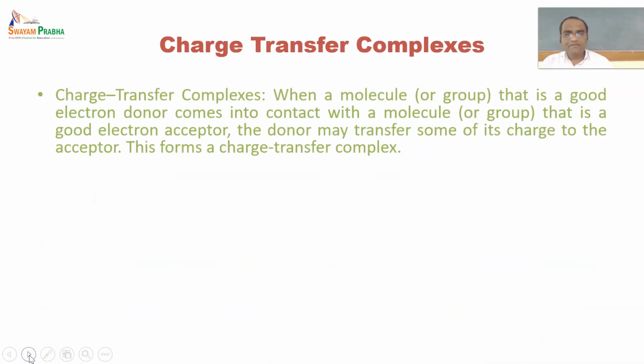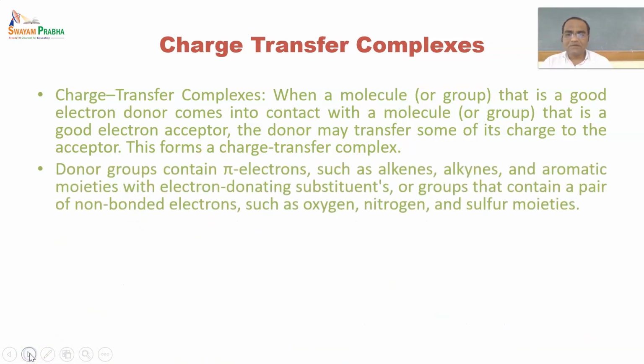Charge transfer complex. When a molecule that is a good electron donor comes in contact with a molecule that is a good electron acceptor, the donor may transfer some of its charge to the acceptor, and this forms a charge transfer complex. The name itself indicates that charge is transferred, and after the transfer it forms a complex, which requires a donor and an acceptor.